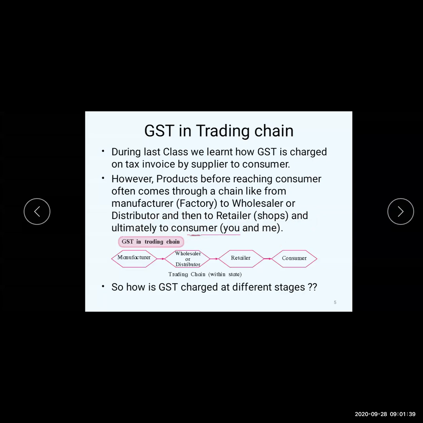So now see here, one chain is forming in GST in trading chain. A chain-like structure is forming here. From manufacturer it goes to the wholesaler or distributor, then to the retailer, and then to the consumer. In this way, a trading chain is forming within the state. So how is GST charged at different stages? Here we can see it from manufacturer to wholesaler or distributor, then retailer, and then to consumer.